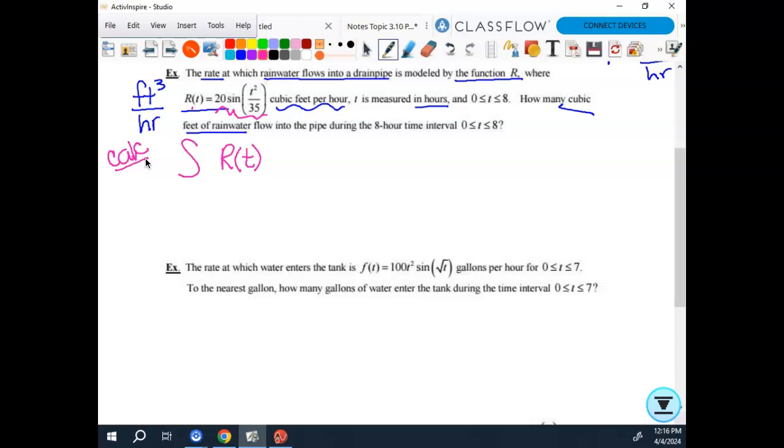So r of t dt, I have an integral, so I have to have that, and I'm going from 0 to 8. Everybody okay with that? Here's what we have. This r of t is cubic feet per hour. This dt is the change in time, in hours, and they're being multiplied, so the hours cancel out and you get your feet cubed when you do the integral. That's what's happening.